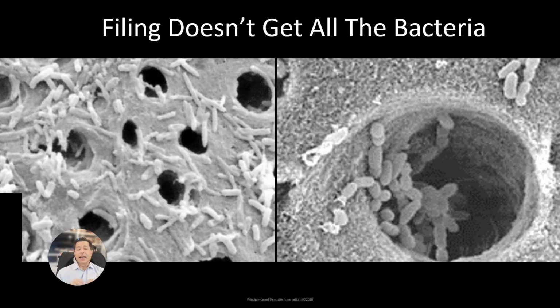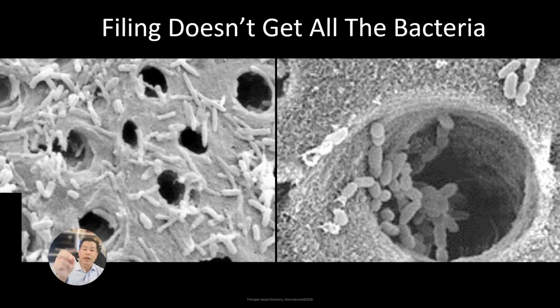So remember, the filing doesn't get all the bacteria. The filing just allowed our irrigants to get down to the bottom of the canal so that our irrigants could then really get rid of the bacteria. And so that's one of the things I want to stress: it's not the filing. The filing is creating the mess. It's the irrigation that's removing that mess and then disinfecting the canals and getting into those lateral spaces and all those tubules where the bacteria is hiding. If we don't do all these steps during our protocol, we're leaving bacteria behind.